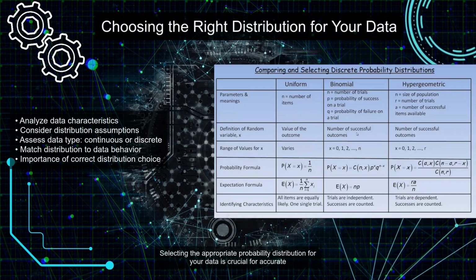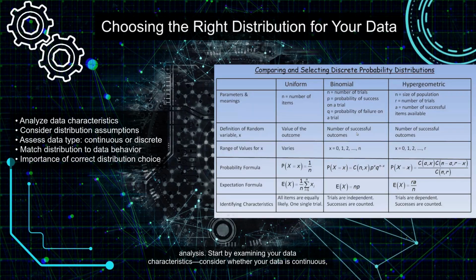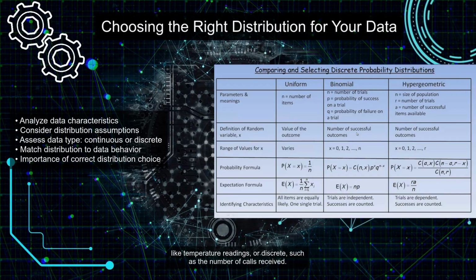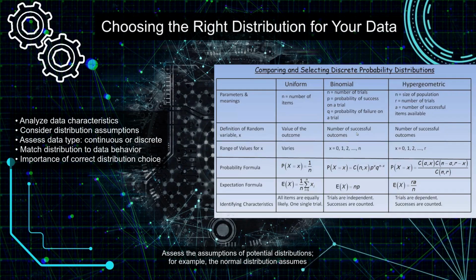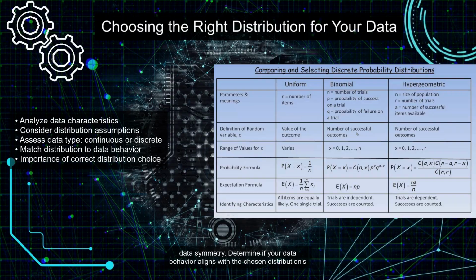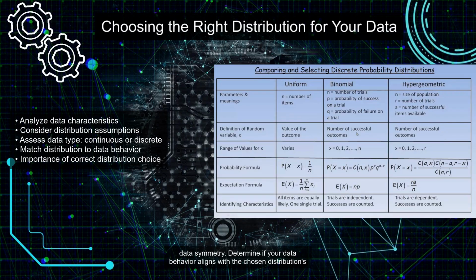Selecting the appropriate probability distribution for your data is crucial for accurate analysis. Start by examining your data characteristics. Consider whether your data is continuous, like temperature readings, or discrete, such as the number of calls received. Assess the assumptions of potential distributions. For example, the normal distribution assumes data symmetry. Determine if your data behavior aligns with the chosen distribution's properties.